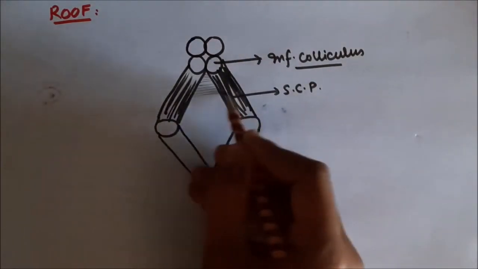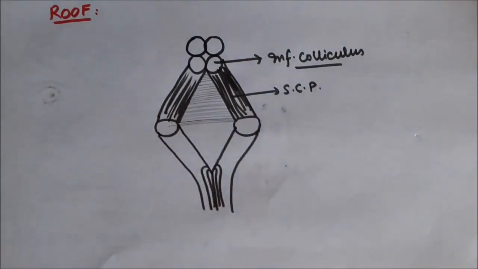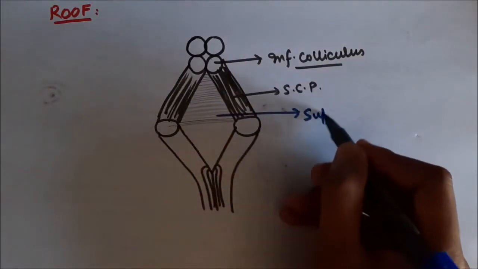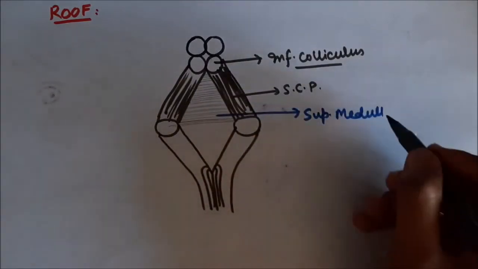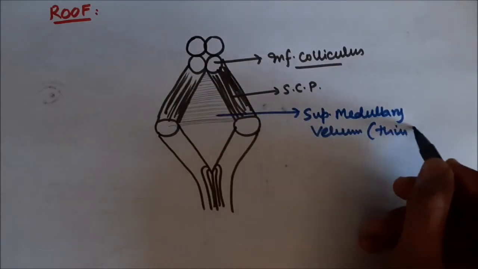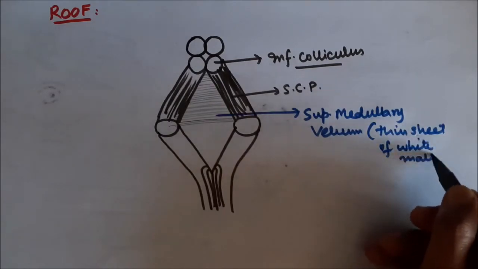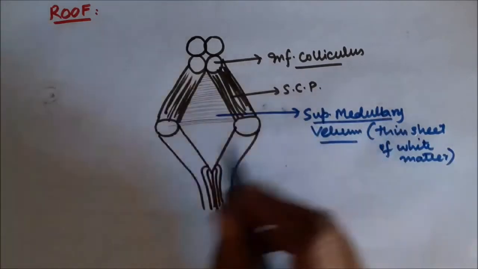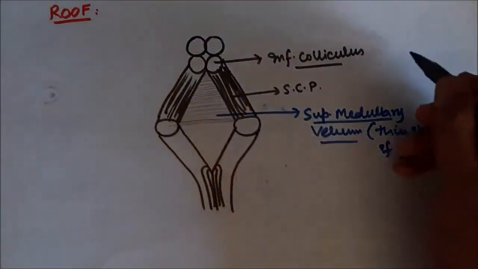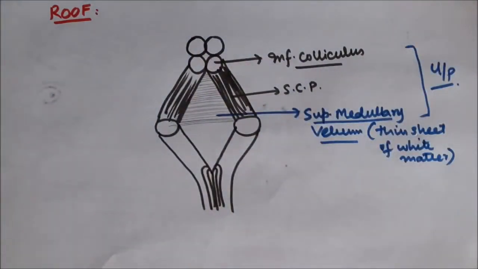This is the thin sheet of white matter, called the superior medullary velum. It is nothing but a thin lamina of white matter. These structures form the roof in the upper part of the fourth ventricle: the inferior colliculus, the superior cerebellar peduncles, and the superior medullary velum.